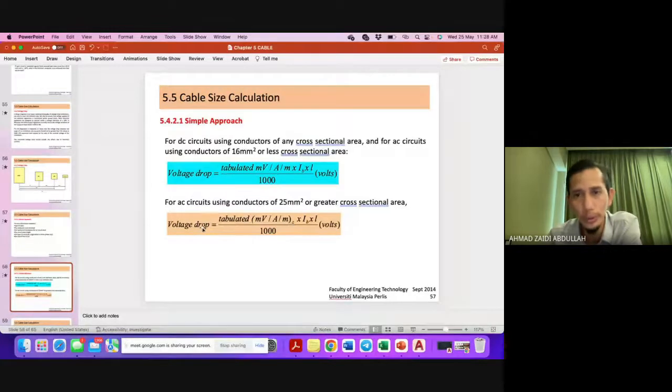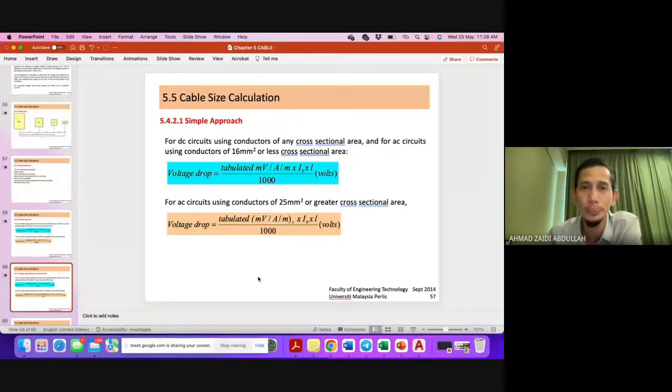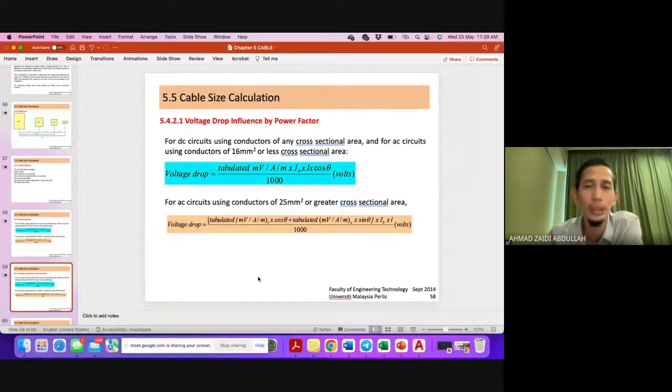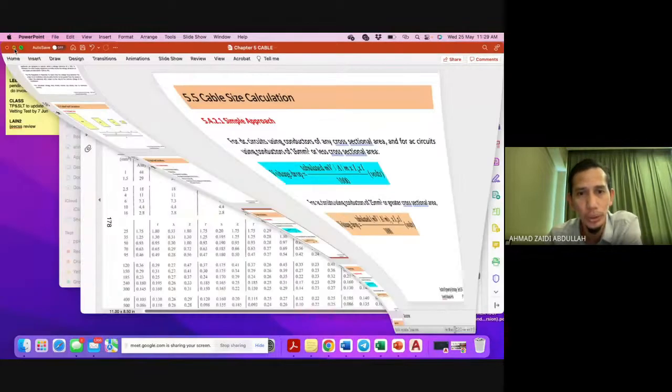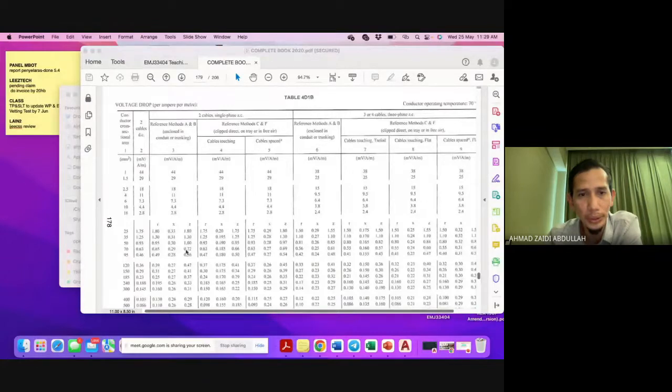You can use this formula if the condition says it is without influence by power factor. So you can use this formula directly. In this case you only take the Z part, the Z value. Say this value is 70 that we got earlier, so we just take 0.72, only the Z part. R and X we ignore.